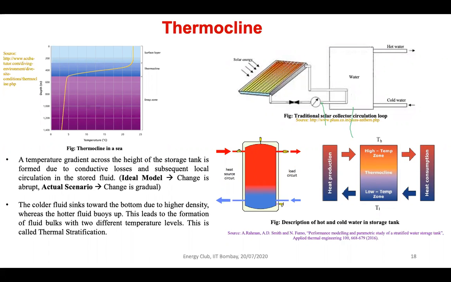Now, if there is no disturbance inside this, say, sea or a very big reservoir, then you will see that a distinct layer of hot water will be at the top and cold water at the bottom, and there will be a sharp change or sharp interface between them, which is called the thermocline.